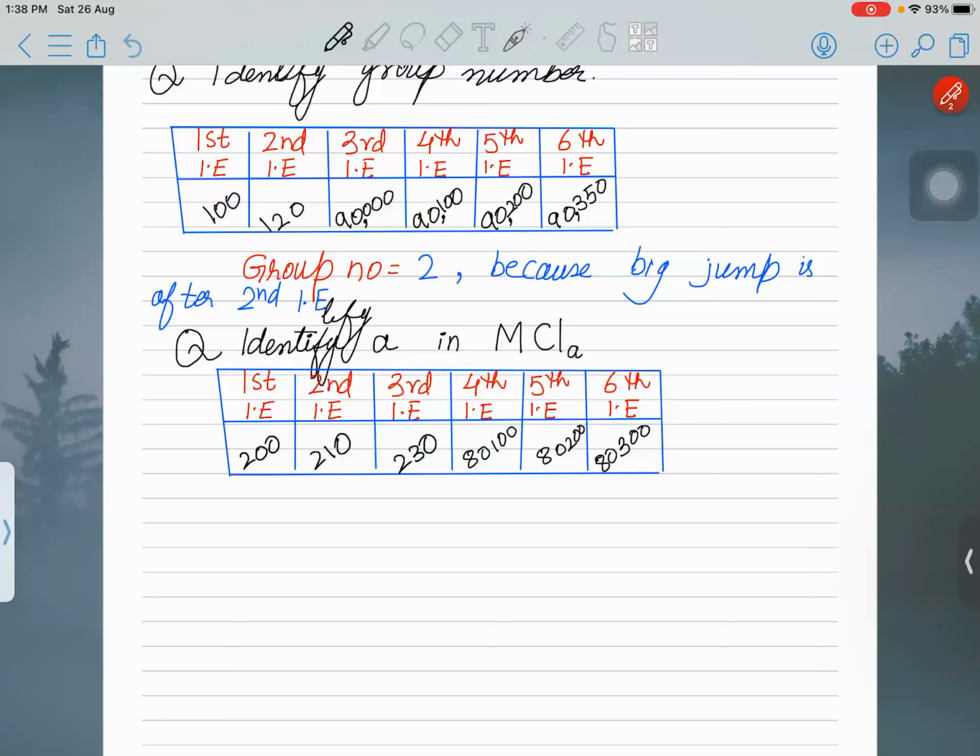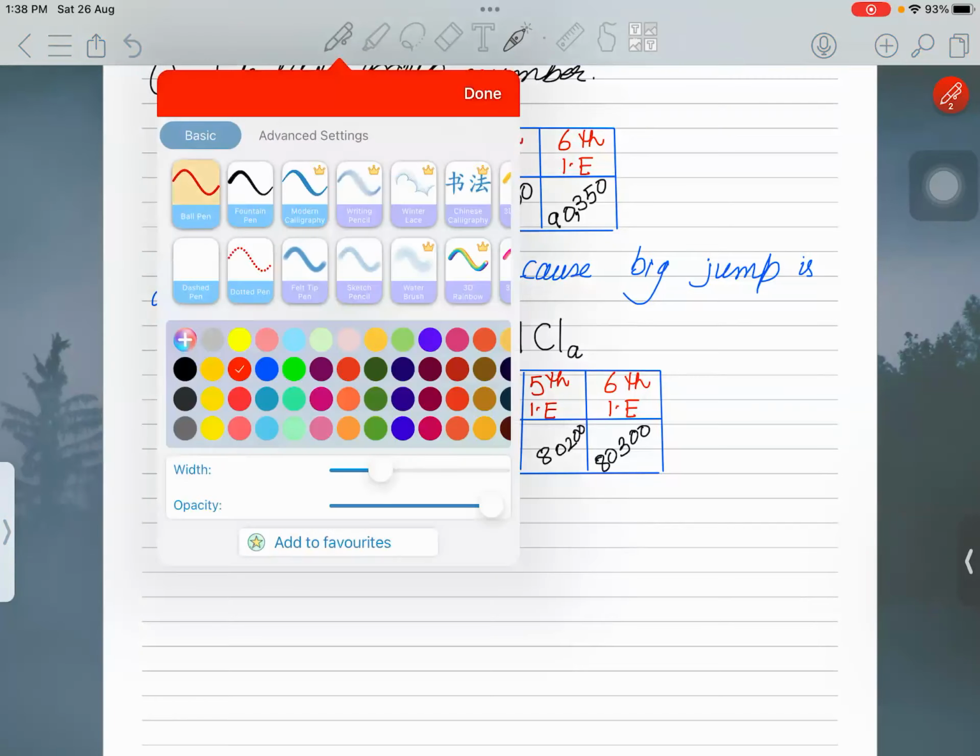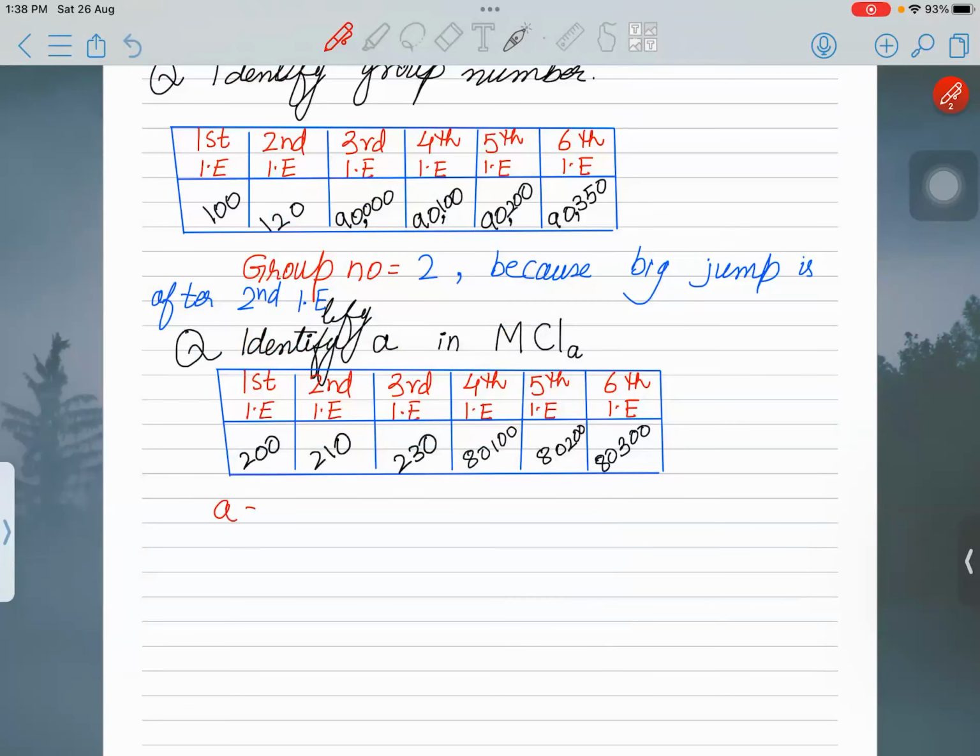Very good, very good. So it means valence electrons are 3. So it gives 3 electrons. So it means it is MCl3. Your answer is correct. Are you getting my point? No, I don't understand the reasoning, sir.